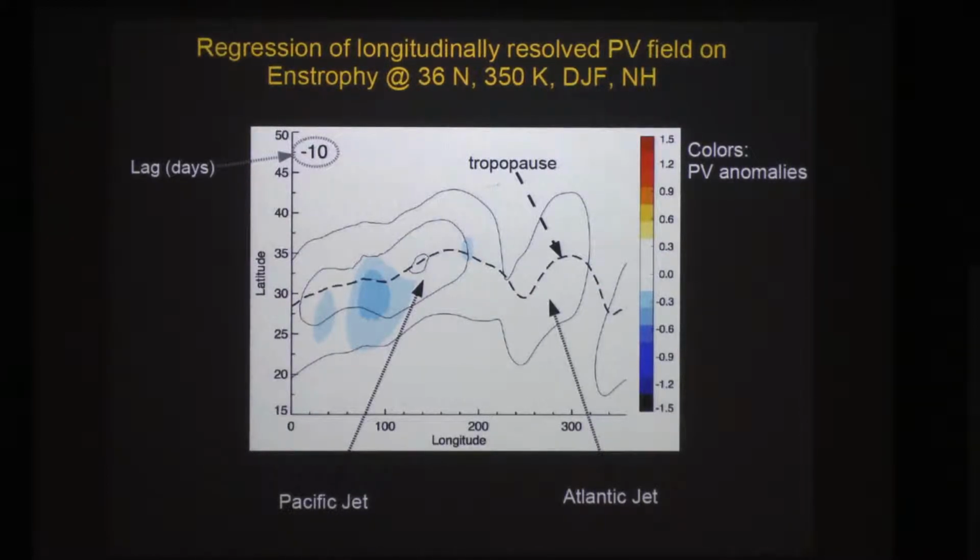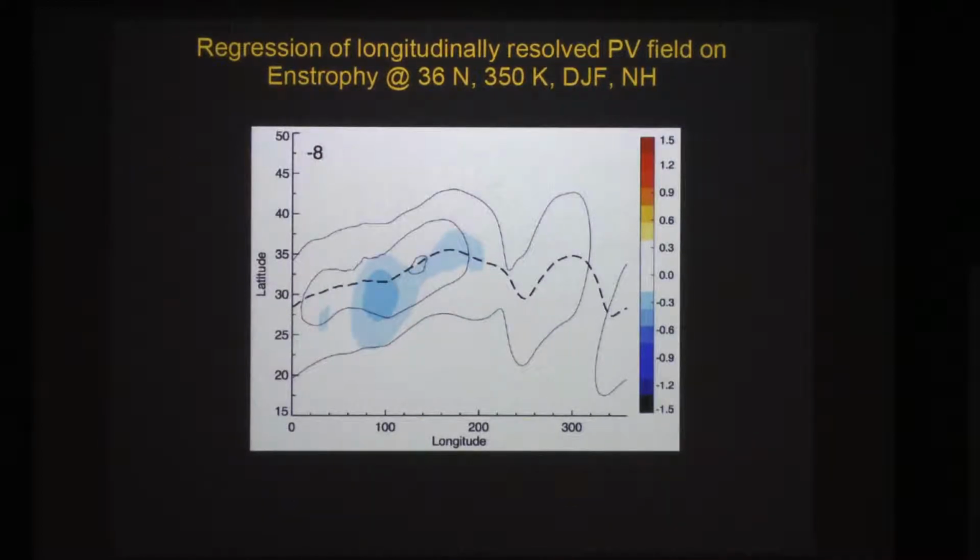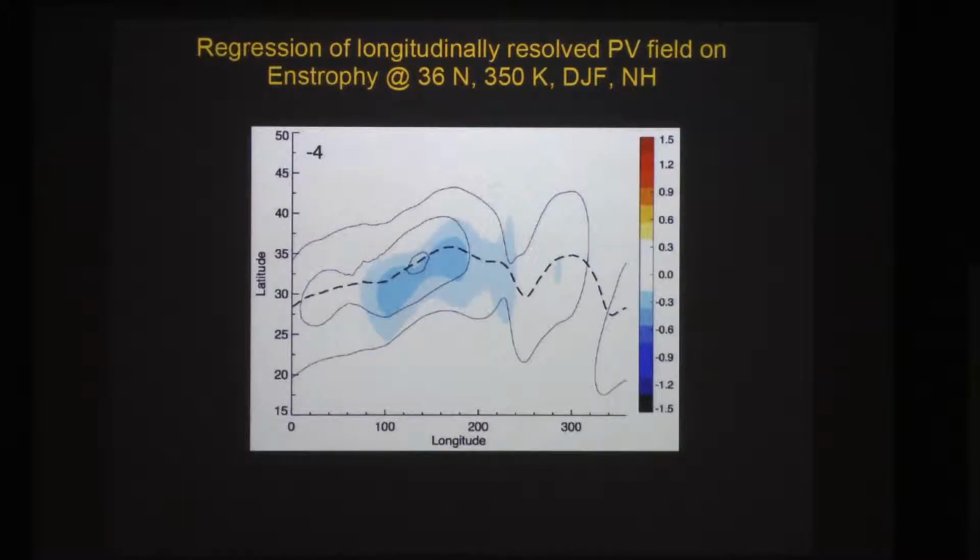And then what I've regressed in this case is just PV anomalies. Okay? And you're going to see they're always blue. They're always negative. And this is at lag of minus 10 days. So this is quite a bit before the maximum action takes place. So as I flip through this, first of all, most of the action is in the Pacific jet right there, which is the strongest jet in the northern hemisphere in wintertime.